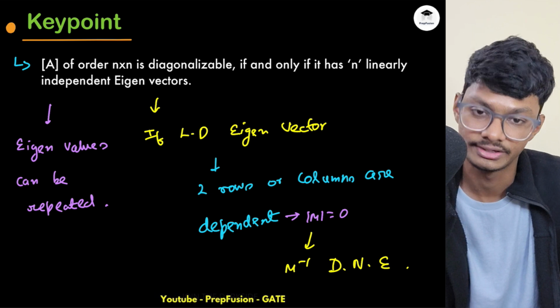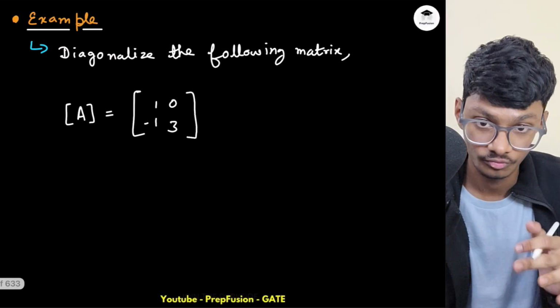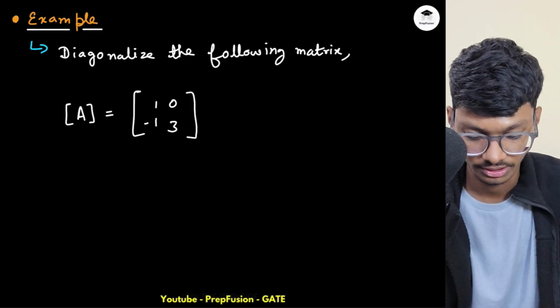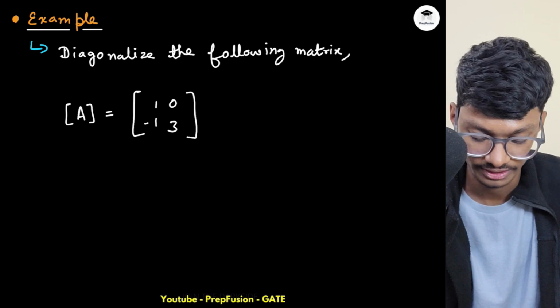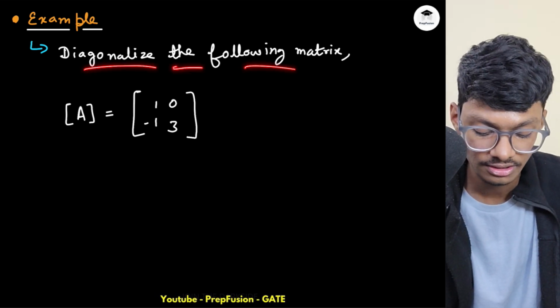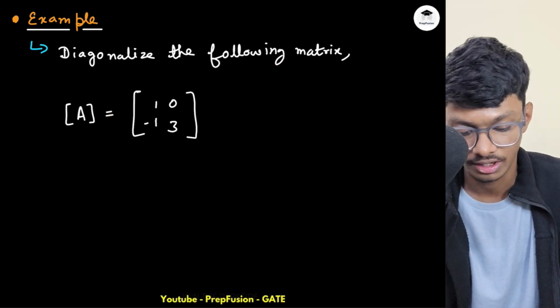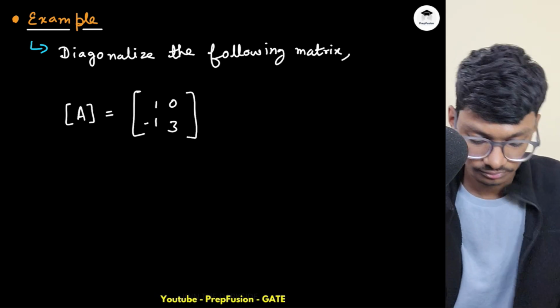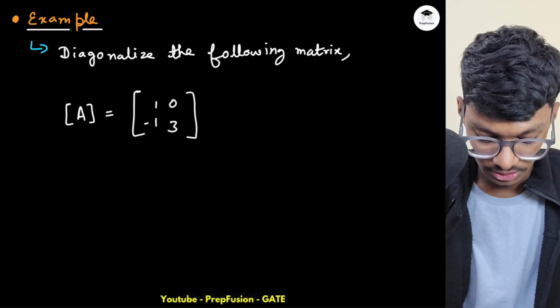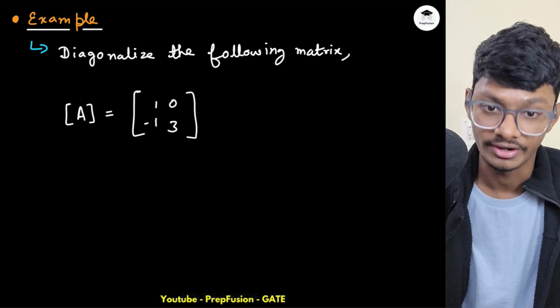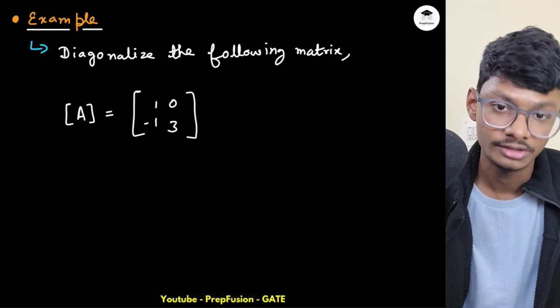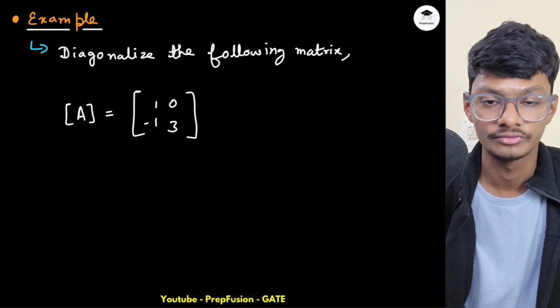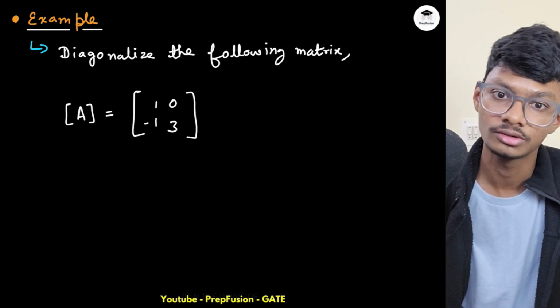So basically this was it for diagonalizable. Now let's do one example, and from there we will understand. Here it is asking us to diagonalize the following matrix A. To diagonalize, basically you have to find the eigenvectors, and from there you will form a modal matrix, do the similarity transformation, and from there you will be able to diagonalize.